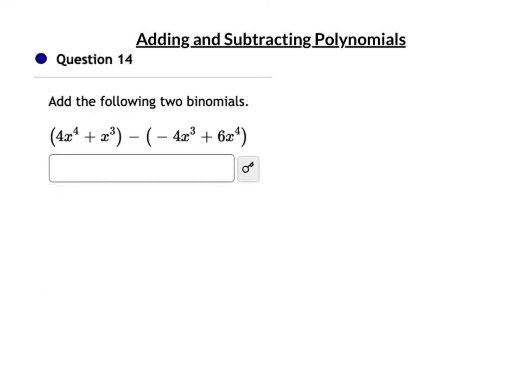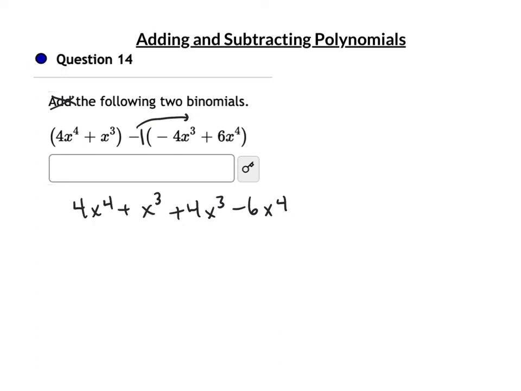Question 14. We're to combine these two polynomials. We're not actually adding, we're subtracting. I fixed that in the code. We're going to distribute that negative, and that will change the signs in the second set of parentheses. Again, it's like distributing negative 1. Negative 1 times negative 4 would be positive 4x cubed, and negative 1 times positive 6 would be negative 6x to the 4th. But remember that when you distribute a minus, it's just going to change the signs.